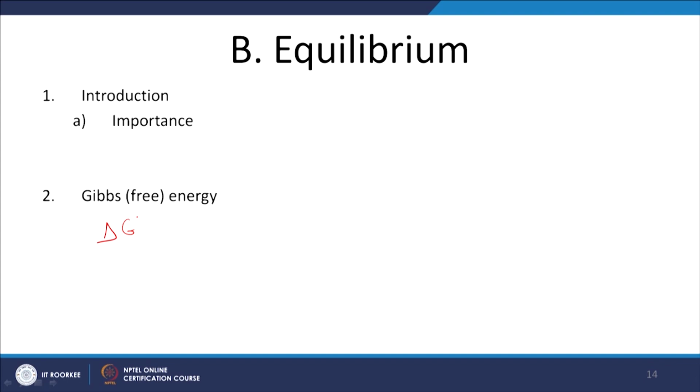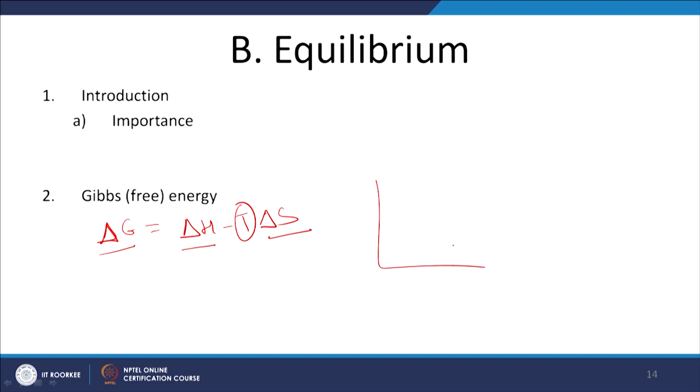So equilibrium depends upon the delta G, or Gibbs free energy, of the system. That is, delta G equals delta H, the change in enthalpy, minus T delta S. So change in Gibbs energy of the system, change in enthalpy, change in entropy, and then temperature. As you see, we are defining this Gibbs energy as a change, so it's a change from one state to the other.